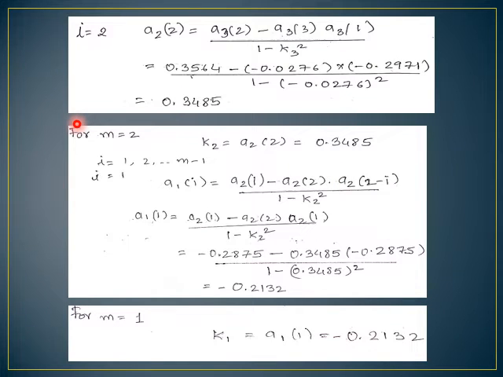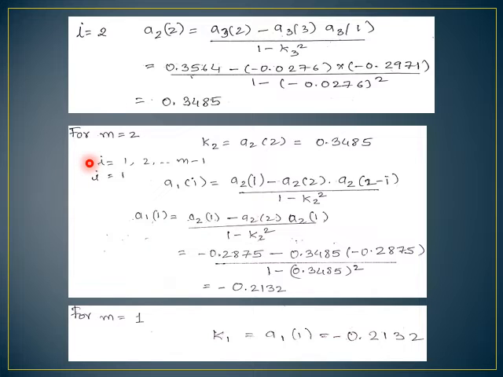Now for I equal to 2. So it is a2 of 2 equals a3 of 2 minus a3 of 3 into a3 of 1, divided by 1 minus k3 square. Again these values will be found from the transfer function. And this is the answer, 0.3485.